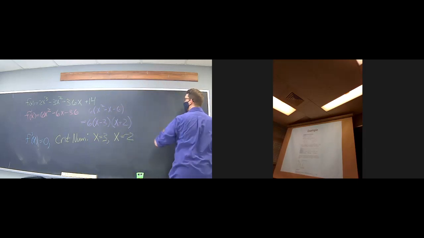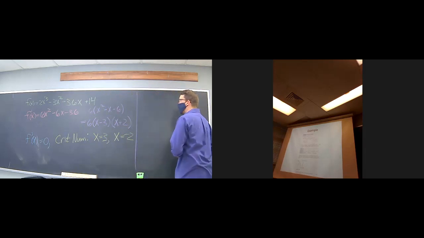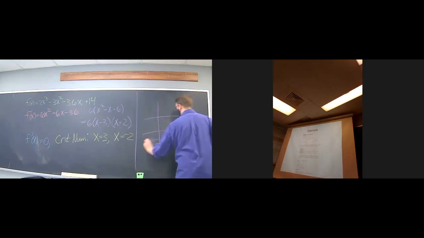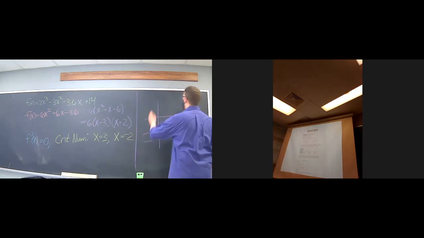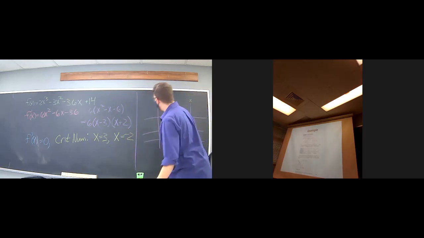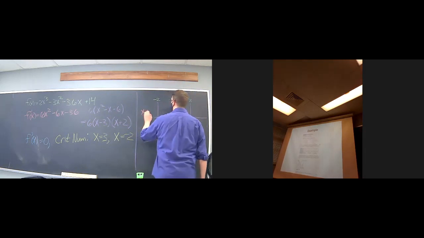So now we can break our intervals up into 3 different parts. This is going to be negative 2. This is going to be 3. So here, this is going to be all x values less than negative 2, all x values between negative 2 and 3, and all x values greater than 3.